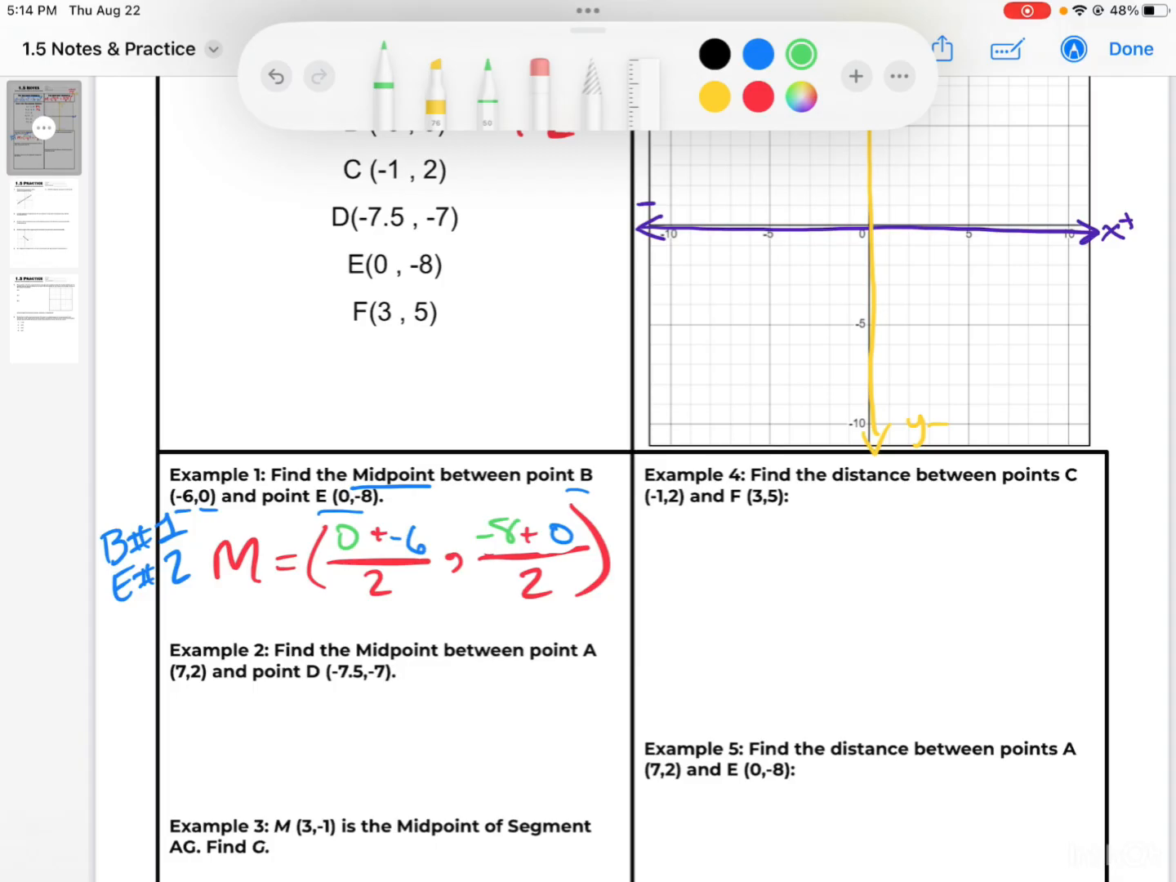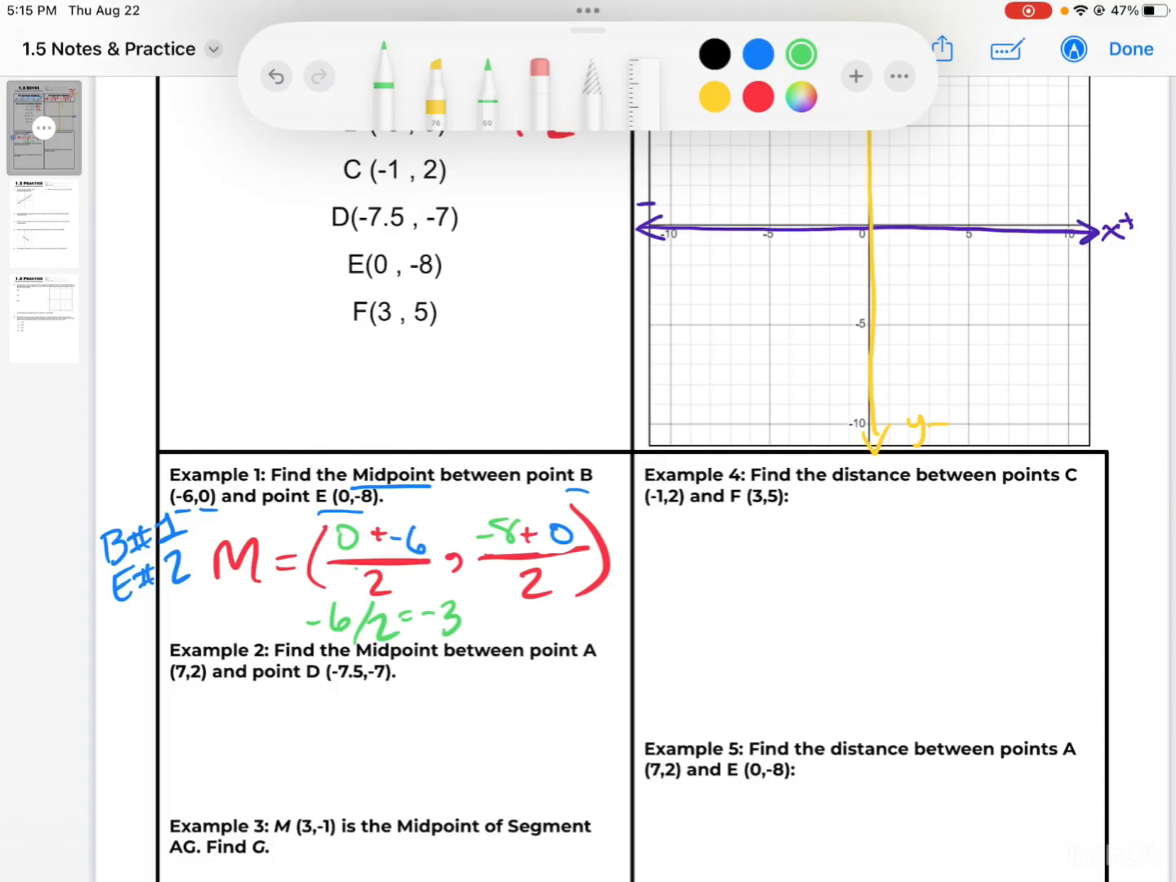When I'm adding these together, I'm adding 0 and -6, and then I'm dividing by 2. So 0 plus a -6 is the same thing as subtracting 6. When you add a negative number, it's the same thing as subtracting. So it's -6, and then I'm going to divide that by 2, which is -3. And over here, I've got -8 plus nothing.